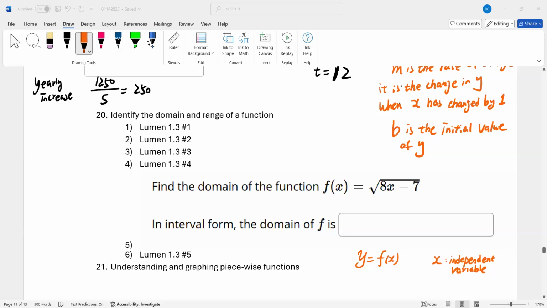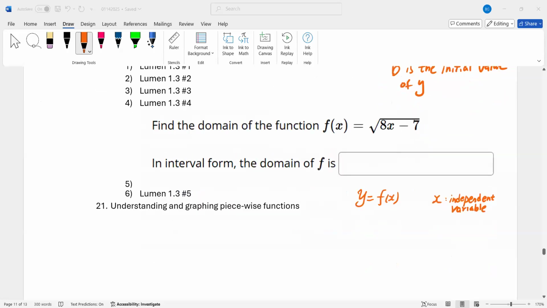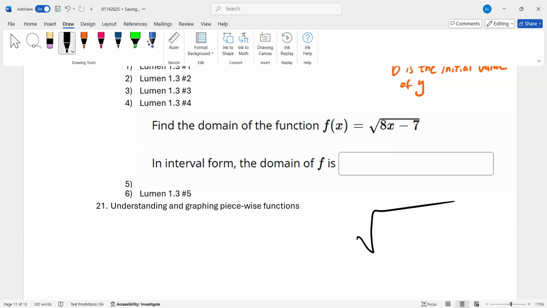All right, so let's see this problem. How do we find the domain for this function? What type of function is this? What does that notation mean? This is the radical symbol. So let me take a little bit of time to talk about radical expressions.